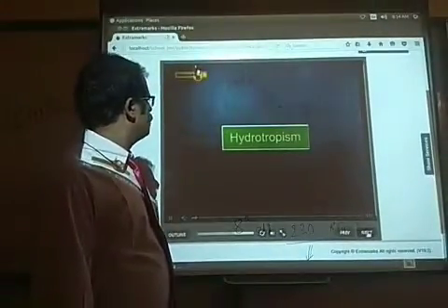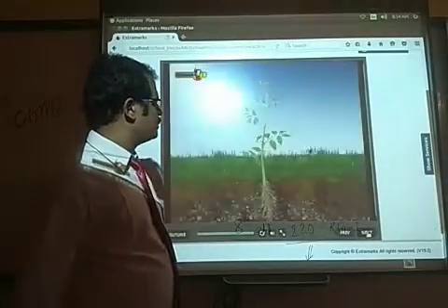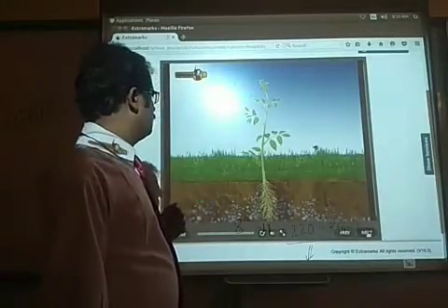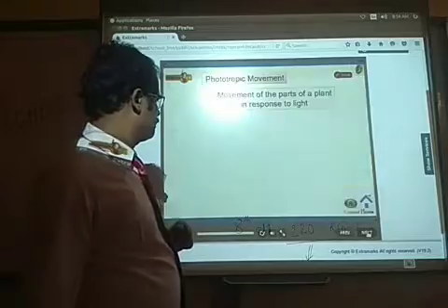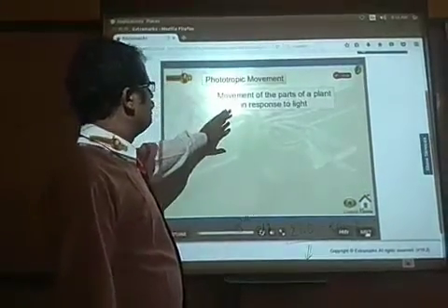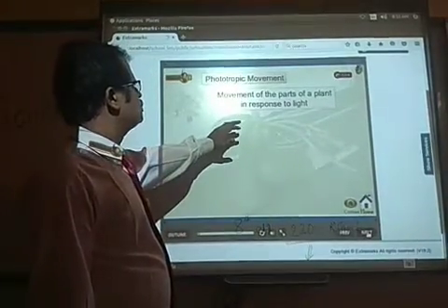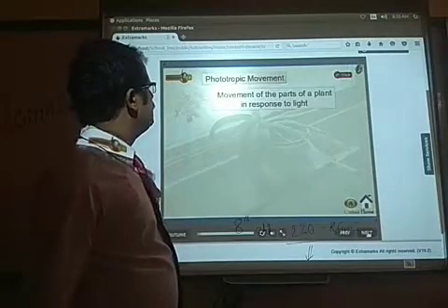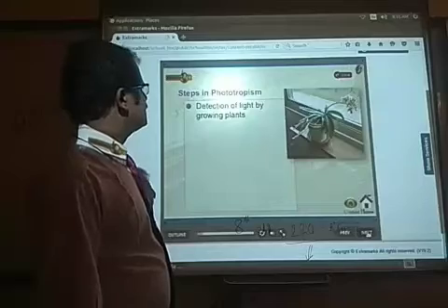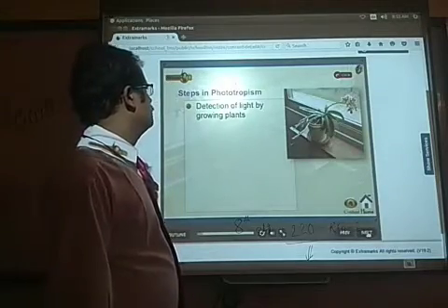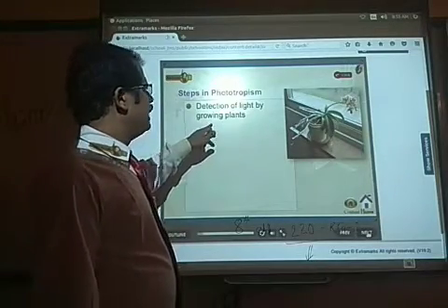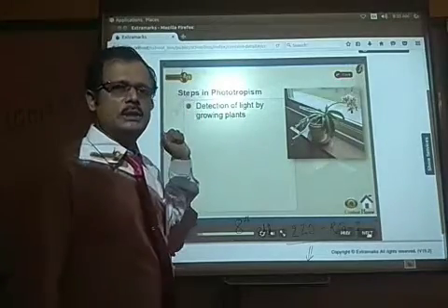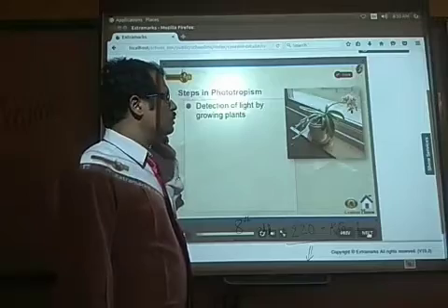Now the next topic, after hydrotropism. Here is the example of a plant. Movement of a part of the plant in response to light is also called phototropism. Now next, steps of phototropism: detection of light by growing plants. This is an example of phototropism. It means the plant responds to light.